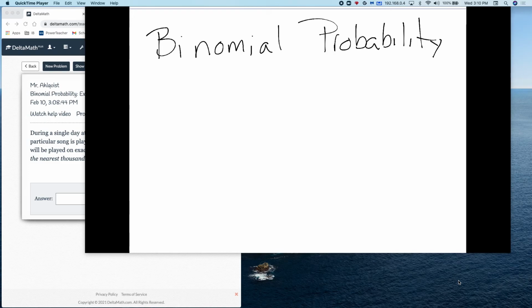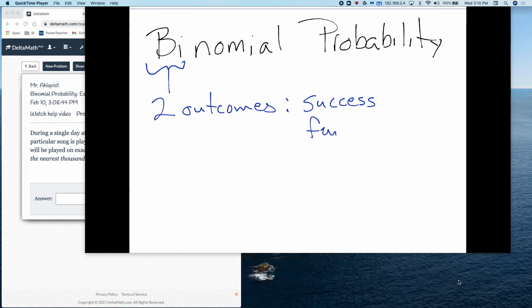The prefix bi, in case you're wondering, you English people out there, the prefix bi means two. So two outcomes for this. There is what mathematicians call a success or a failure. So you got a success or you got a fail, and there's probability associated with it.